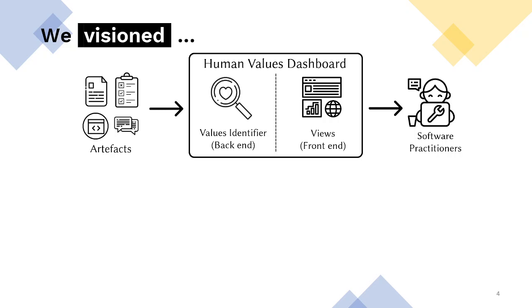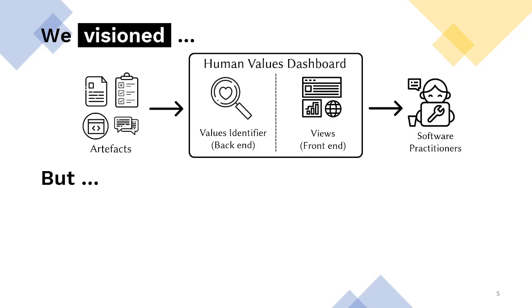To bridge this gap, we envision a tool called a Human Value Dashboard that consists of two components, namely a back-end and a front-end. The back-end identifies the presence of human values from software development artifacts. Then, this information is displayed using several views to software practitioners in the front end.